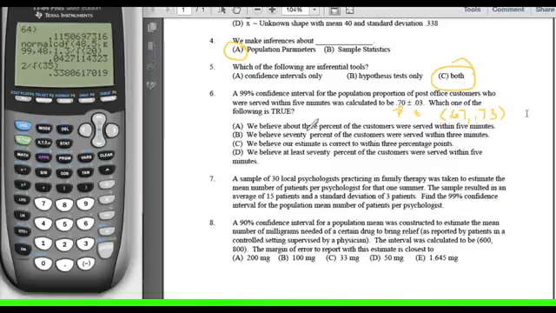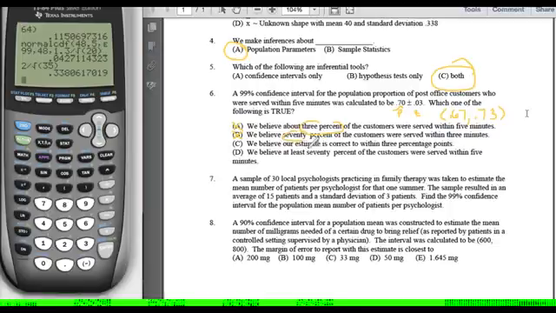A says we believe about 3% of the customers were served within 5 minutes. Well, we don't believe that. 3% is way too low. We think it's between 67 and 73. B says we believe 70% of the customers were served within 3 minutes. B is out because that's too exact. We don't think it's exactly 70%. It could be 71%. It could be 68%. It's all of these possibilities, so it doesn't have to be exactly 70%.